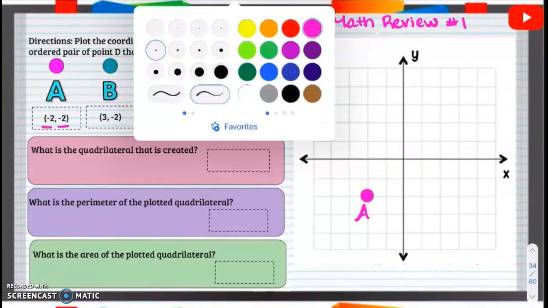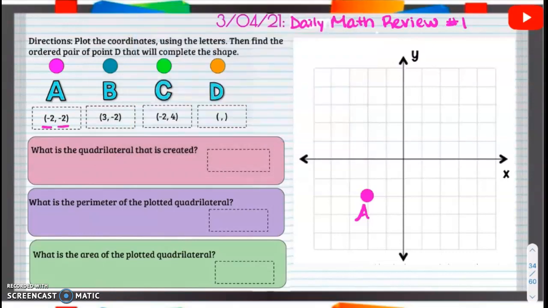Let's take a look at B. B is going to be down the hall 3, down the elevator 2. 1, 2, 3. Down the elevator 1, 2. Here's where B is going to go. Perfect. All right, C is going to be at -2, 4. We go backwards 2, 1, 2, up 4, 1, 2, 3, 4, +4 there.